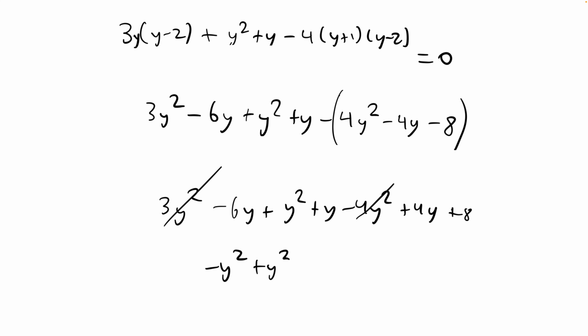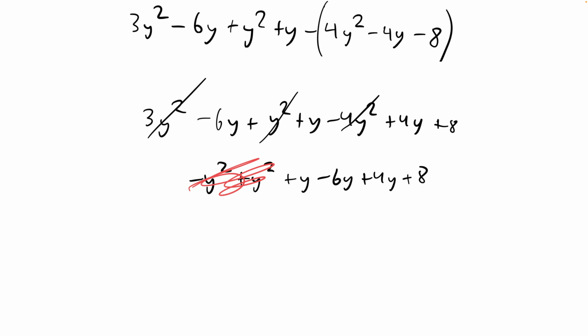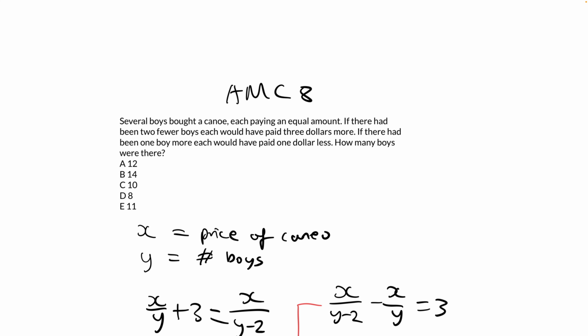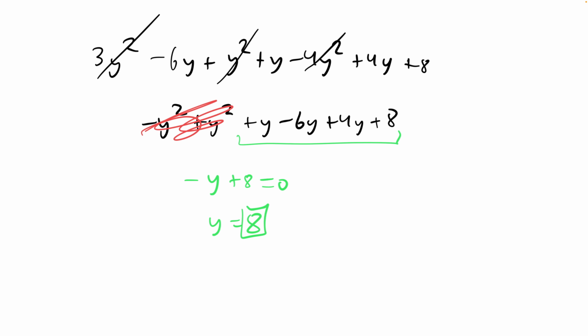So let's see, we've calculated this. We have plus y minus 6y plus 4y plus 8. These completely vanish, and the remainder, which I'll draw in green, is minus y plus 8 equals 0. So guess what? Y is indeed equal to 8. So that's how many boys there were. We worked out y. That was kind of long, as you can see, going through the calculations again, but we got it, okay?